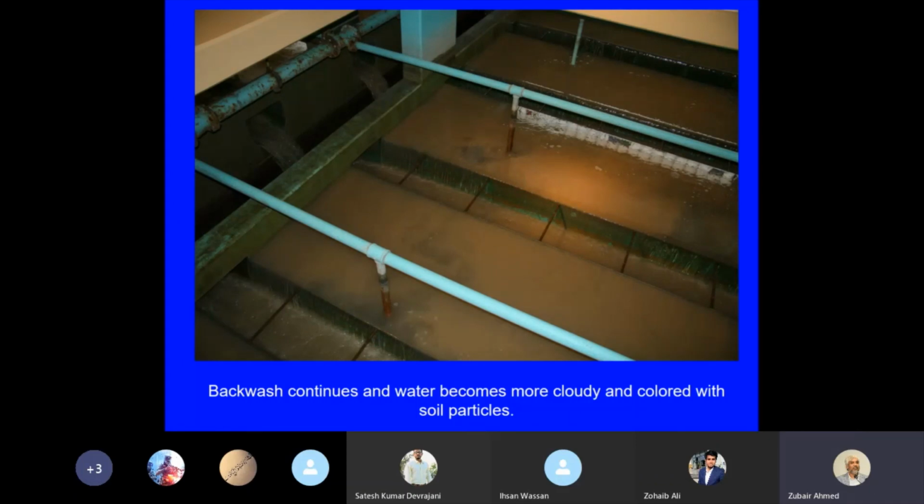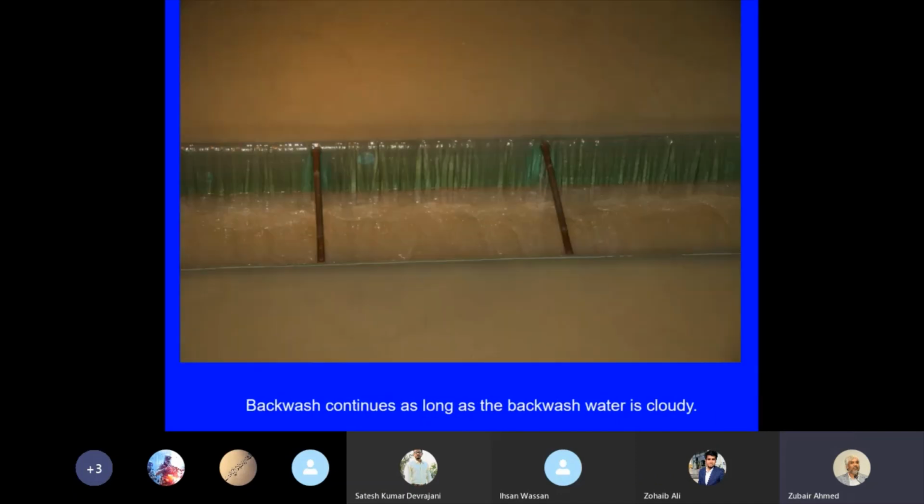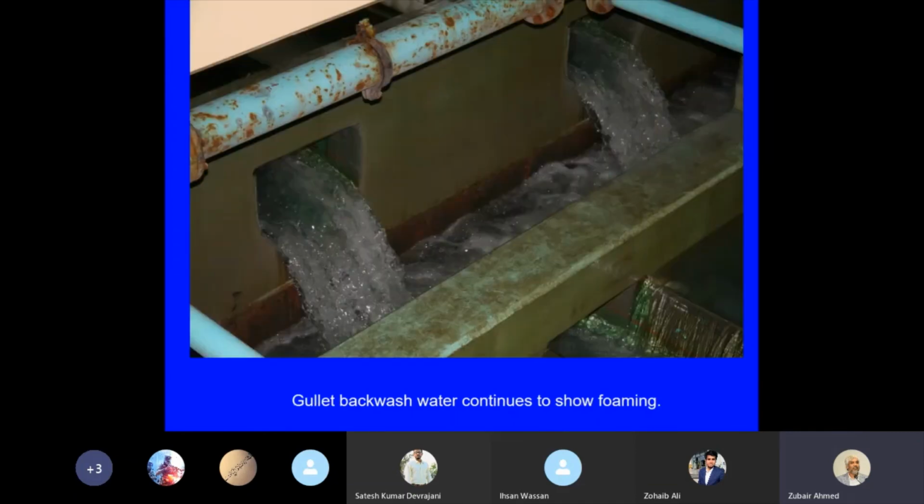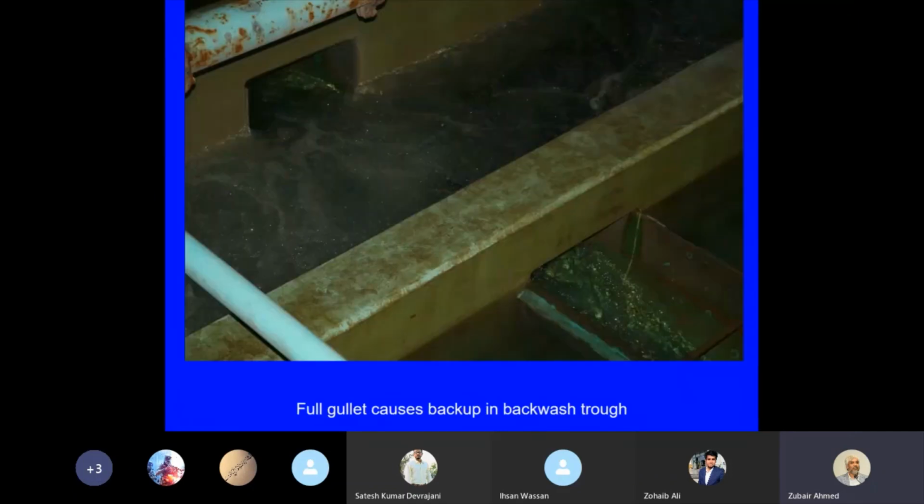Water is becoming clear, and a little bit you see here some foam also formed because of organic matter present in the water. It's getting better and better, and now more clear, become clear.